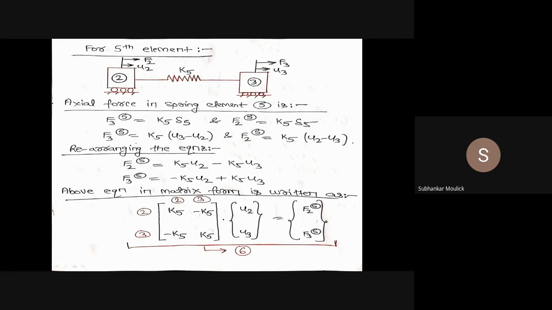So I can write this equation as K5U2 minus K5U3, and similarly this expression as minus K5U2 plus K5U3. I know that this element is connected between nodes 2 and 3. This is your node 2, and this is your node 3. Is it clear to all of you? Any doubts so far?